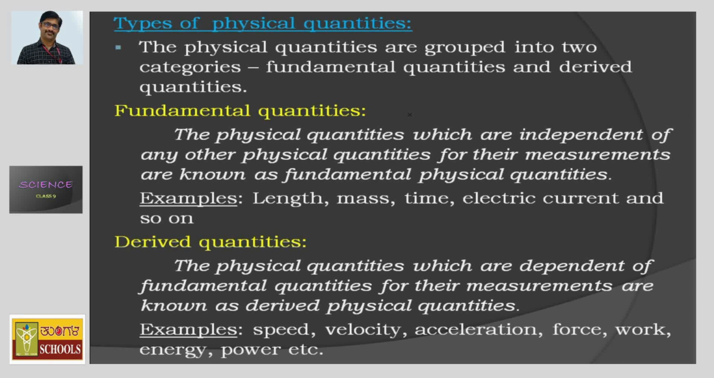Again, I am quoting the example of speed; similarly velocity, acceleration, force, work, energy, power, frequency, etc. All these are derived physical quantities. As I said earlier, fundamental physical quantities are only 7, whereas derived quantities are so many in the subject. I hope you got these two definitions with the examples clear.